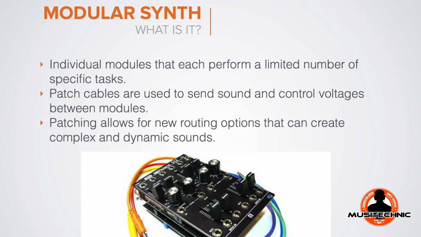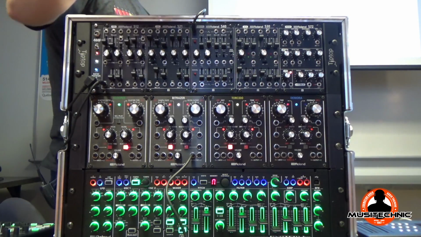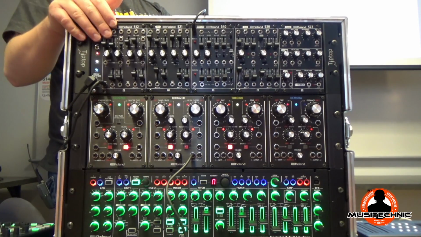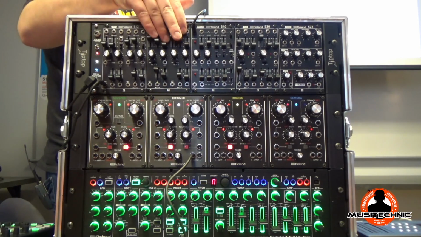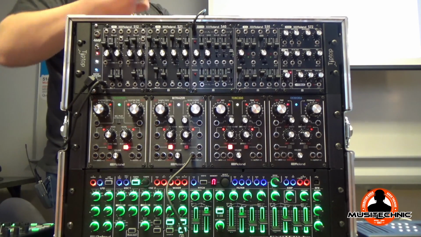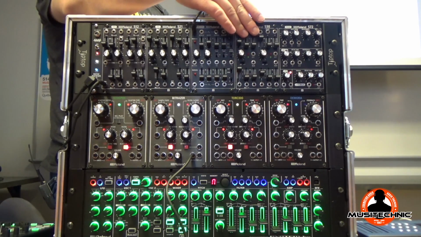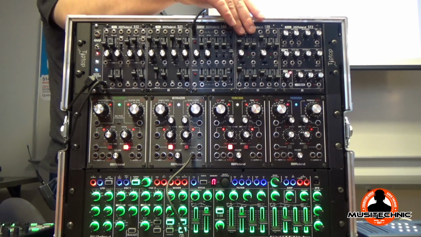So what is a modular synth? It's a synth that's made up of a bunch of separate modules that each do one task. So, for example, there's a module here that just makes sound. That's all it does. Another module that just filters that sound. That's all it does. And then another module that just changes the volume of that sound. That's all it does. So each one of these modules just does one small thing.